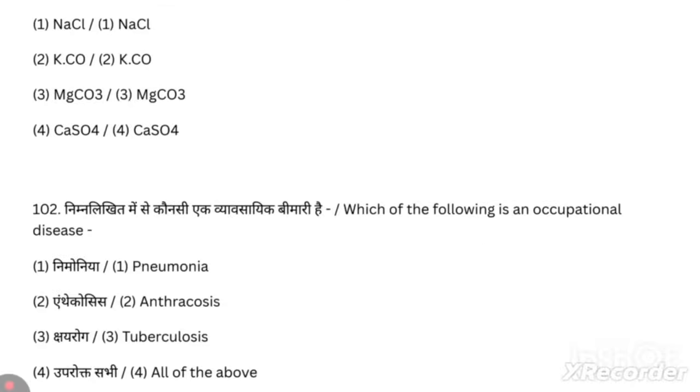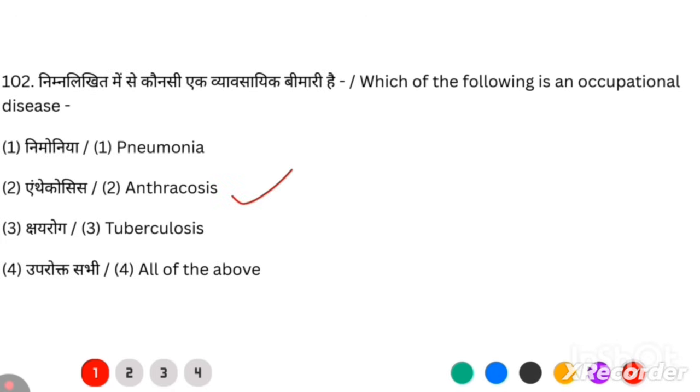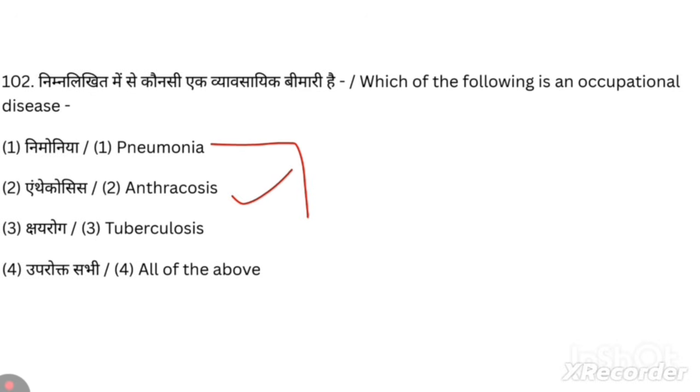Our next question is, which of the following is an occupational disease? So what is occupational disease? Occupational disease occurs due to prolonged exposure at the workplace. So anthracosis is the occupational disease. It is caused by inhalation of coal dust. It is also called black lung disease. And talking about the other options, pneumonia and tuberculosis, these two are bacterial diseases. They are not occupational diseases.